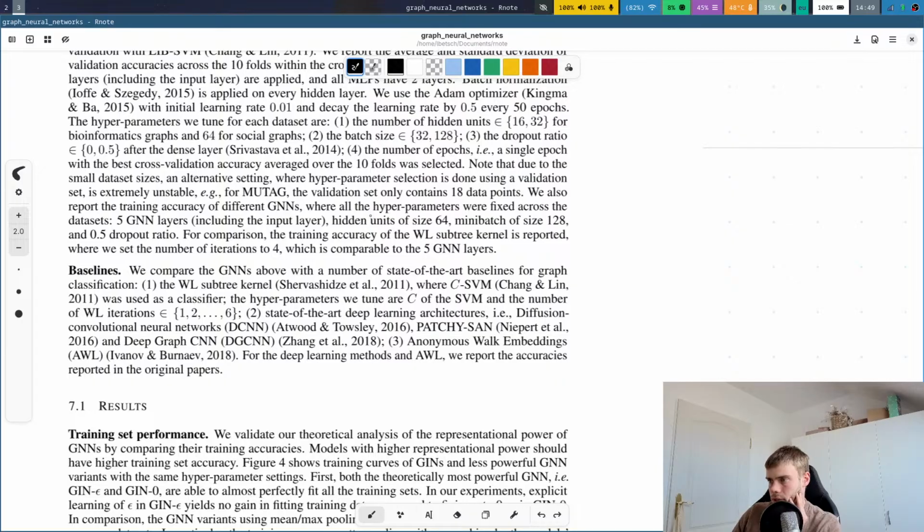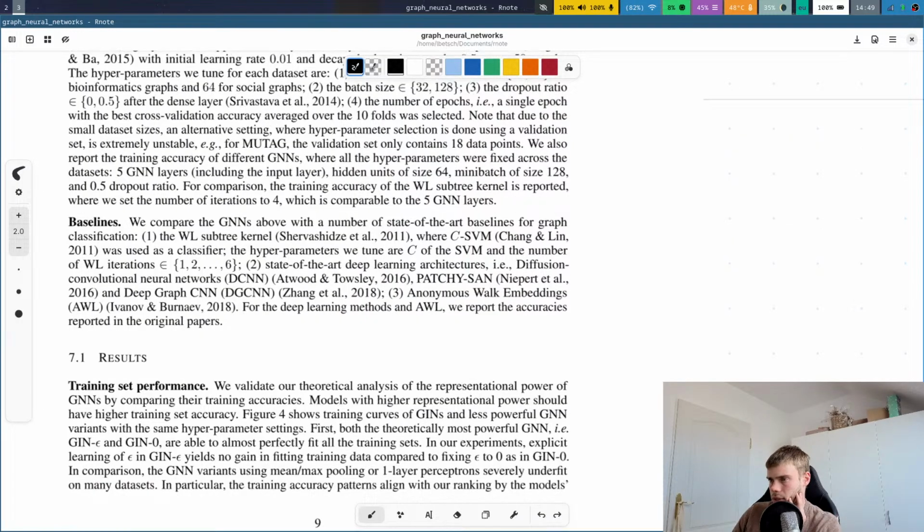5 GNN layers, including the input layer, hidden units of size 64, mini-batch of size 128, and 0.5 dropout ratio. For comparison, the training accuracy of the WL subtree kernel is reported. So they do. I don't really understand how they do the WL subtree kernel though.